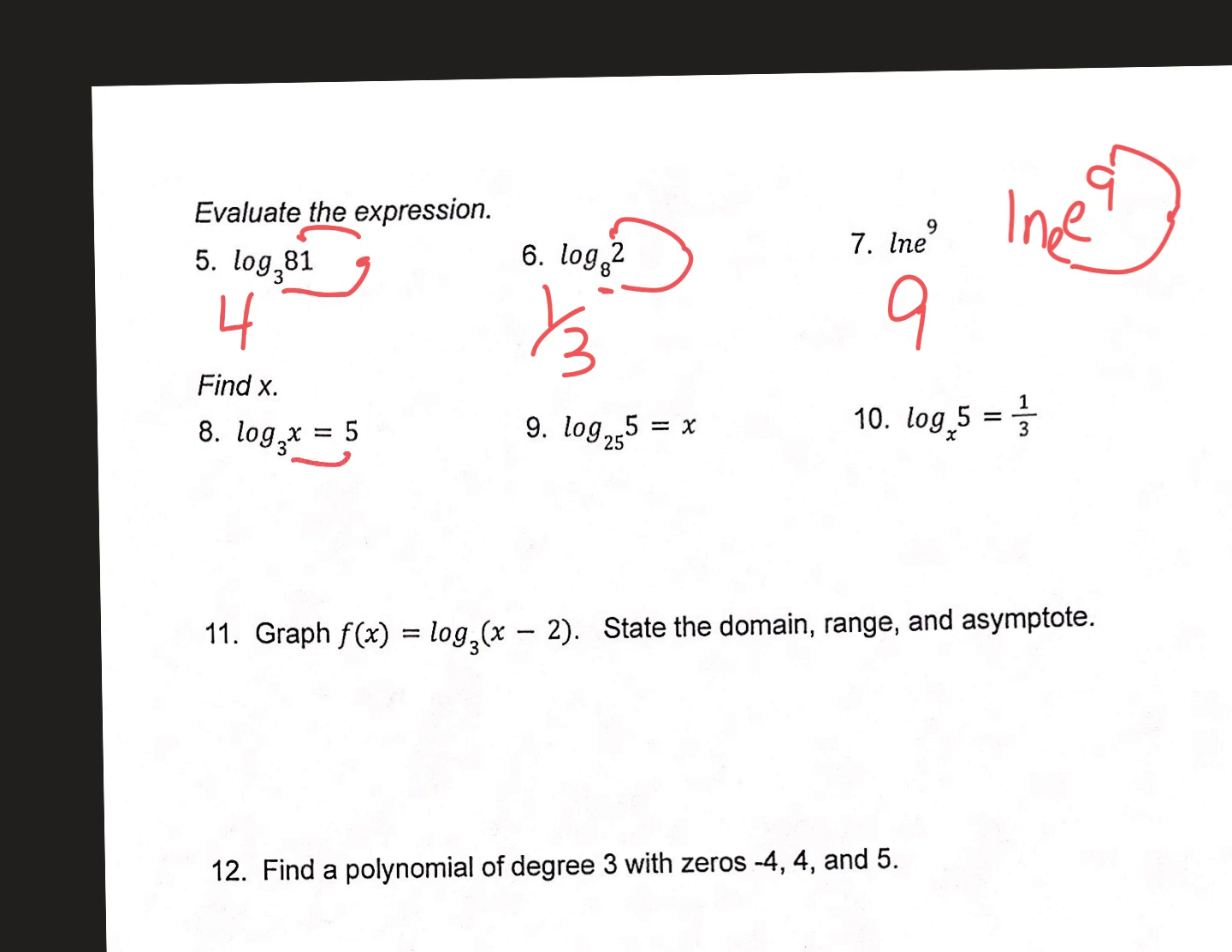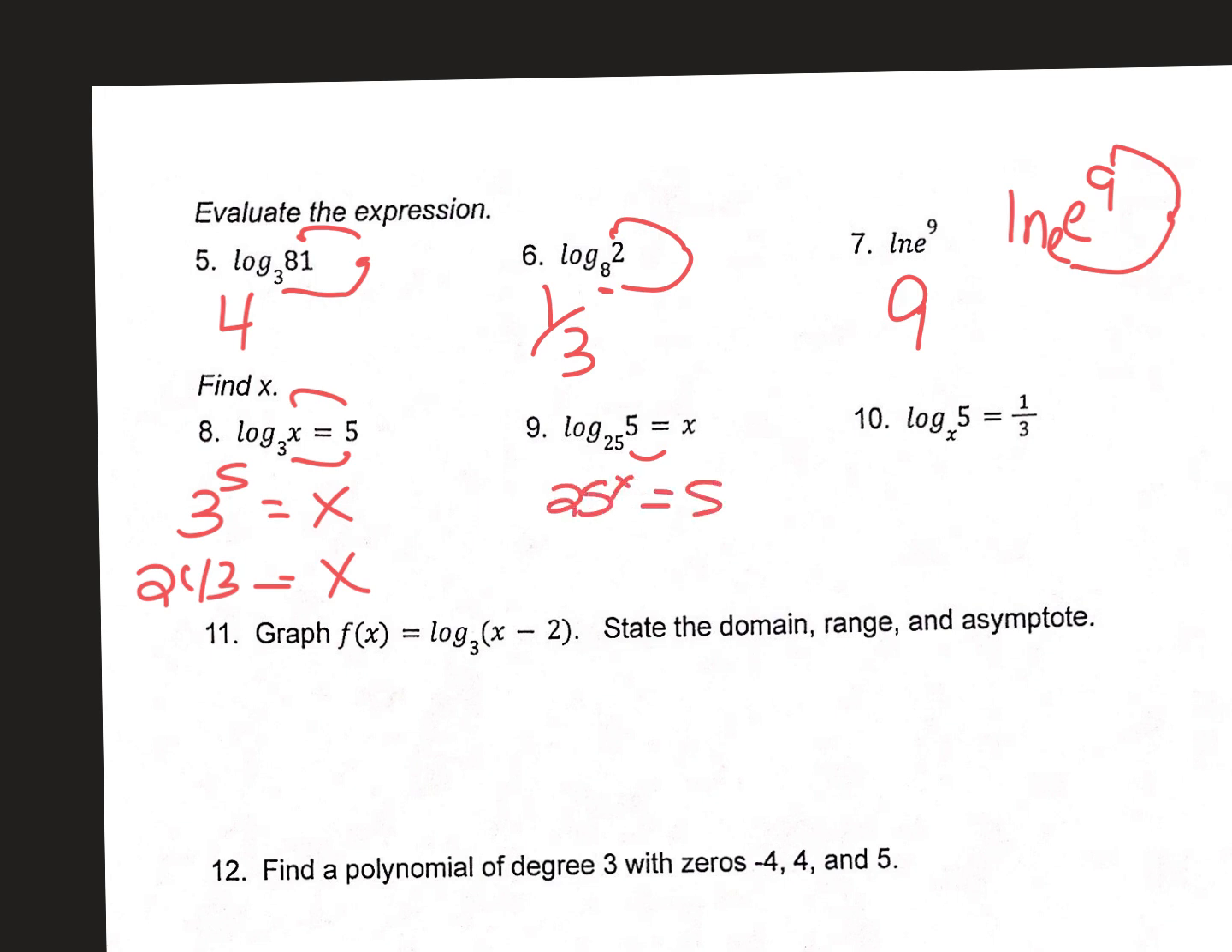Number 8, same deal. 3 to the 5th equals x. So I'll write 3 to the 5th equals x. If you punch in 3 to the 5th, you will get 243. That's x. Number 9, same pattern. 25 to the x power equals 5.